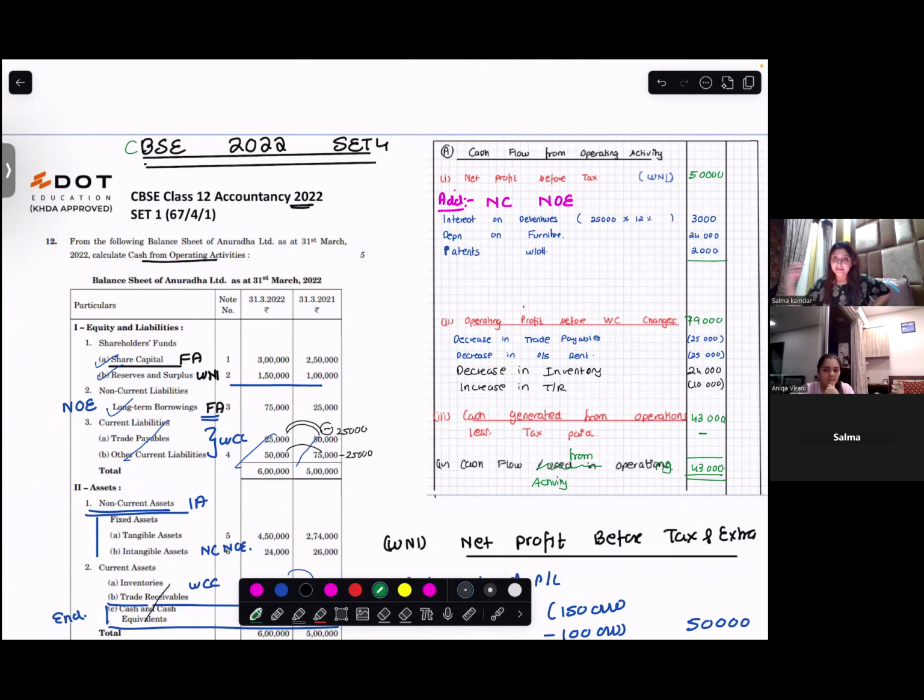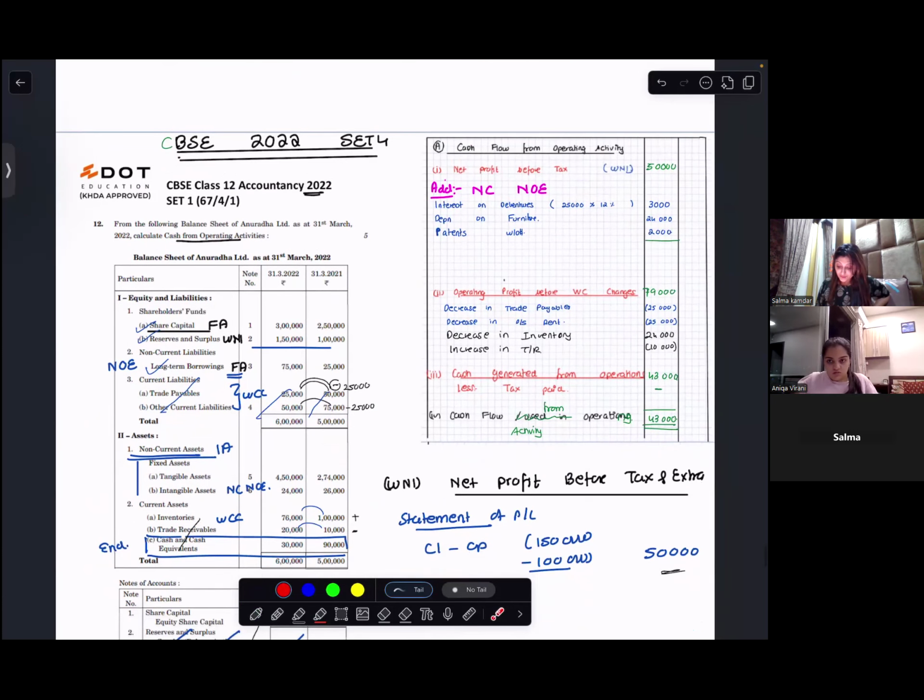I read one information and I put it. First, I do my basic marking so that I don't get confused. This actually makes much more sense. It makes the whole process easier. So, share capital is financing, this working note number 1. Non-current liabilities on the right hand side, I would put financing. Any interest on it is also financing. And over here, it is non-operating expense. Below that, WCC for current assets and current liability.